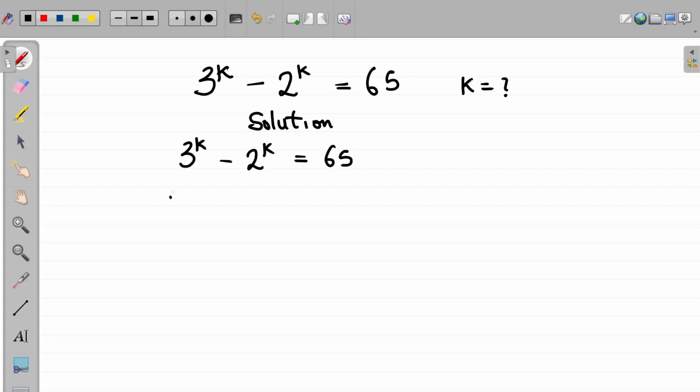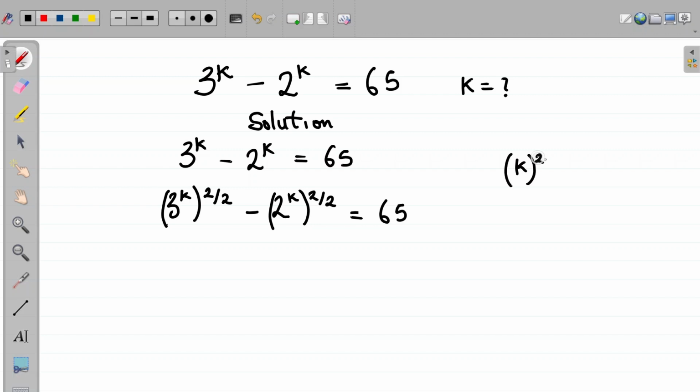So we have that this becomes 3 raised to the power of k raised to the power of 2 divided by 2 minus 2 raised to the power of k all raised to the power of 2 divided by 2 equal to 65. Now note that if I have k and 2 divided by 2, this is still equal to k raised to the power of 1, which is equal to k.